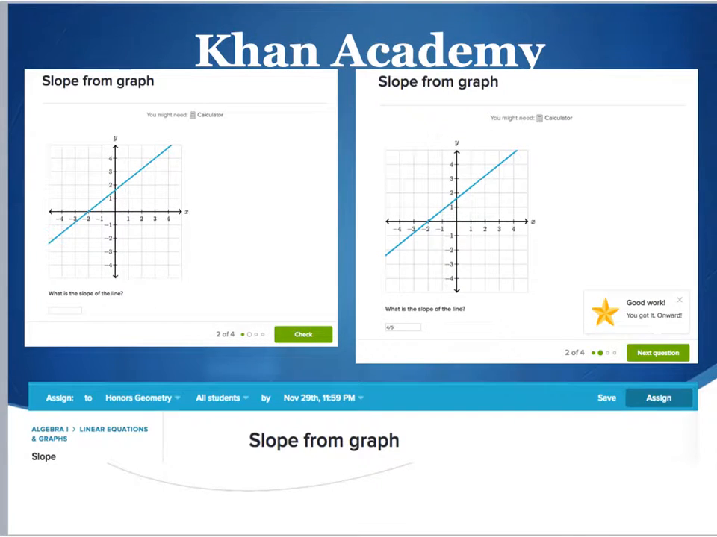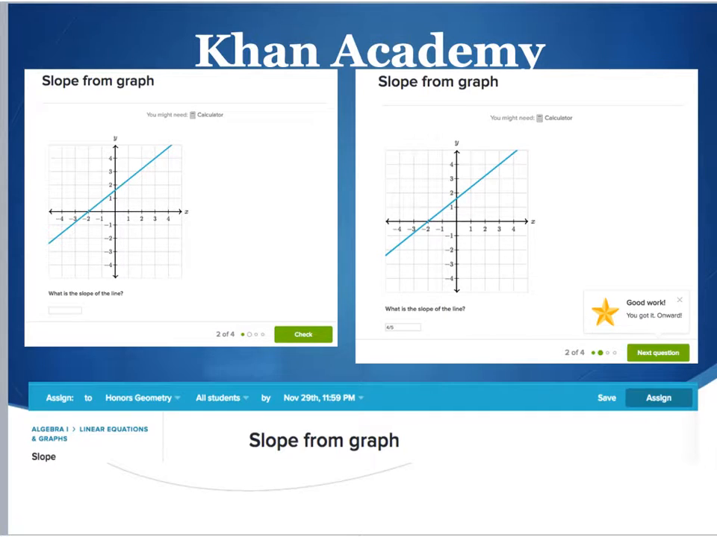This is an example of an exercise from Algebra 1, and the exercise is called Slope from a Graph. On the top left, they ask the question, what's the slope of the line? On the top right, I've answered that question as 4/5, and I've checked it, and Khan said, good job. That's my second one in a row that was correct, and I can tell that by the green dots on the bottom. My students, in order for them to get credit for completing the assignment or exercise, need to get 4 problems in a row correct.